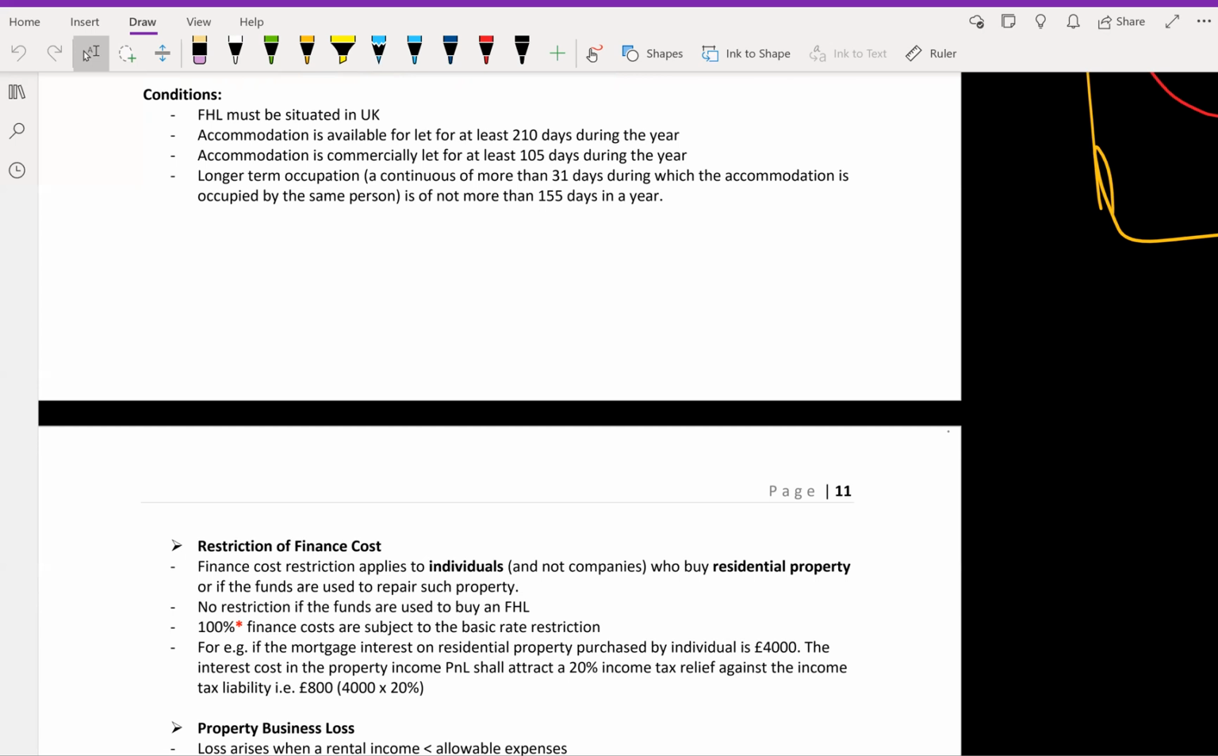Second, this is the condition on actually let, when the property should actually be let out for at least 105 days. How many? 105 days during the year it should be actually let out. So if it's available for 210, half of the days it should be actually let out. So if you remember 210, automatically half of it, you should actually let it out. All right. That's two conditions.